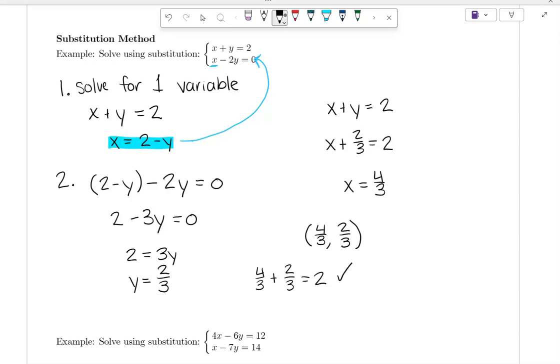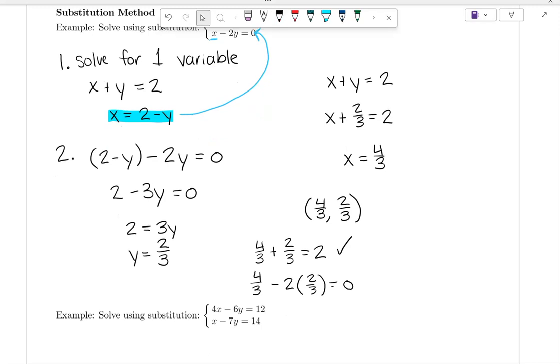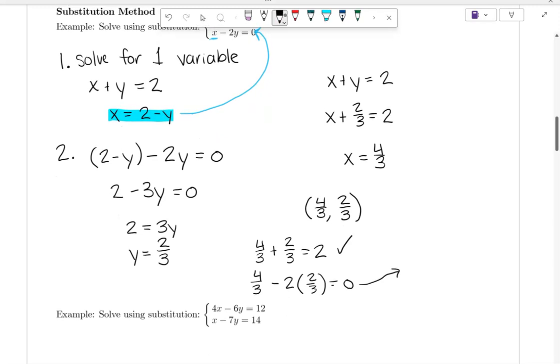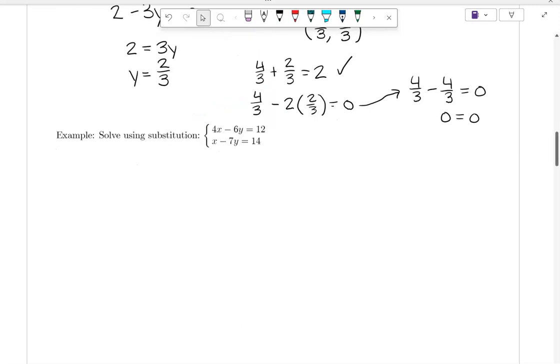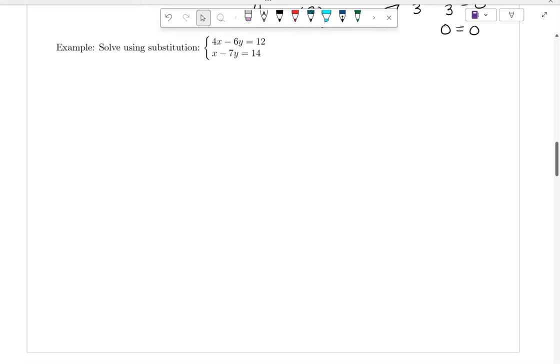And then for the bottom one, which is the one we didn't do when we solved, we can check that. So we get 4/3 minus 2 times 2/3 equals 0. I'm running out of room a little bit. Then you get 4/3 minus 4/3 when you multiply that 2 in. And then you get 0 equals 0, which is true. So that is the way you can check your work. All right, now we're going to go down to this next problem.